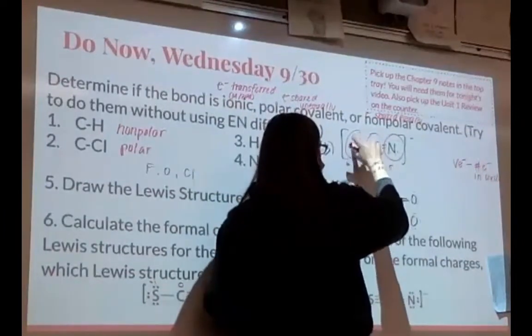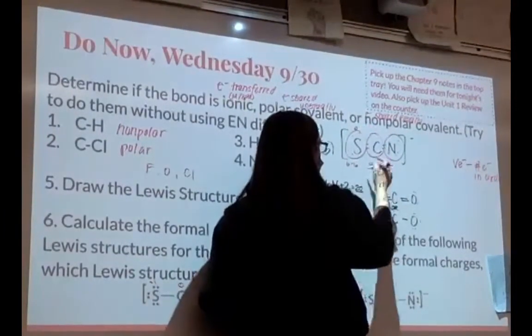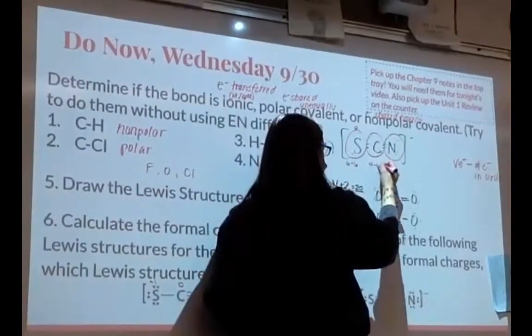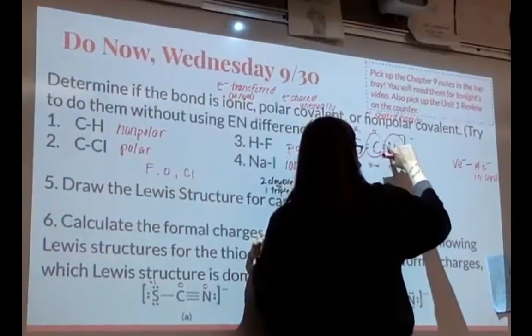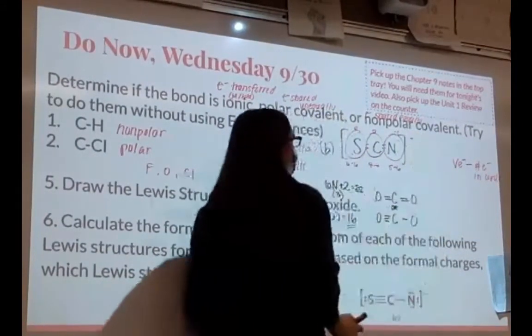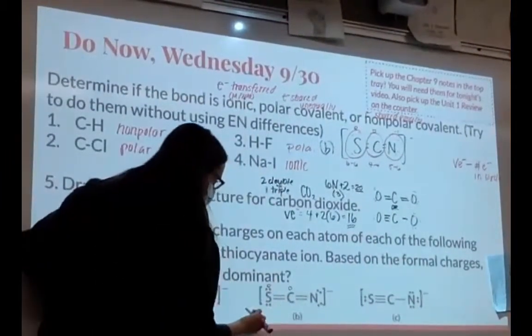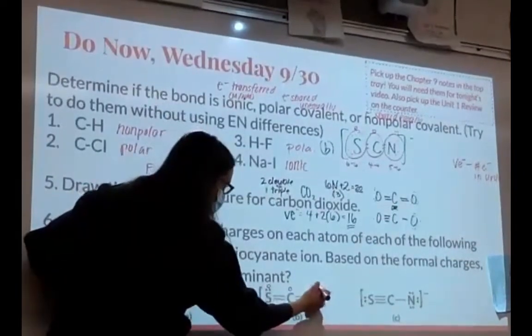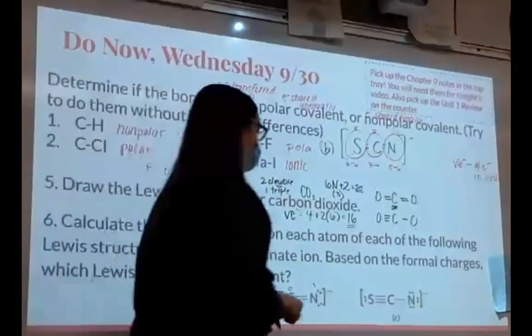So sulfur, 1, 2, 3, 4, 5, 6. 0. Carbon, 1, 2, 3, 4. Formal charge of 0. Nitrogen, 1, 2, 3, 4, 5, 6. Formal charge of negative 1. So for B, sulfur and carbon have formal charges of 0. Nitrogen has formal charge of negative 1. So A and B are similar. It's just the negative is on a different atom.